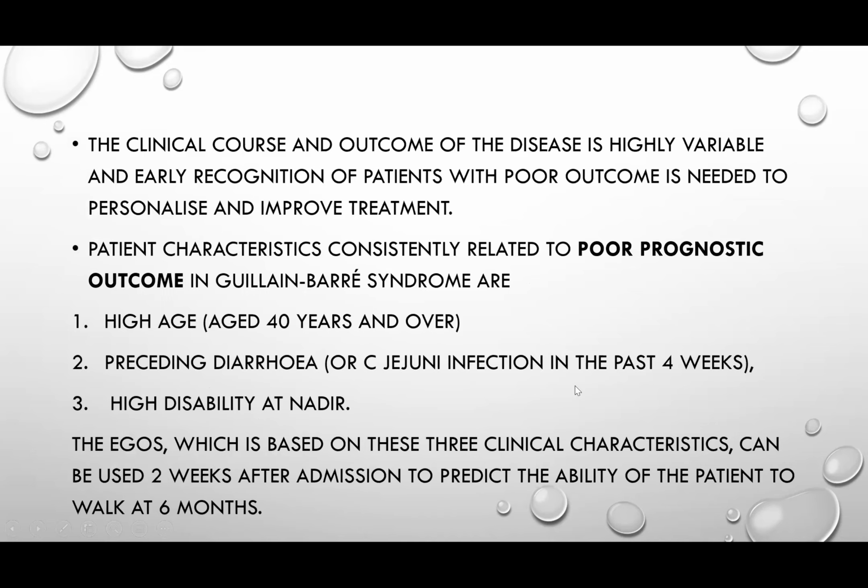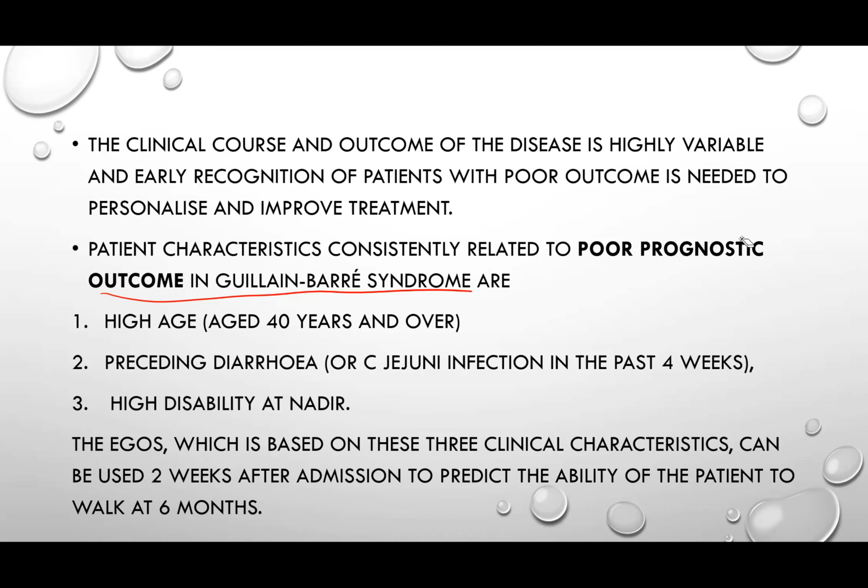The clinical course and outcome of the disease is highly variable, and early recognition of patients with poor outcome is needed to personalize and improve treatment. The characteristics related to poor prognostic outcome are advanced age, that is above 40 years, and preceding diarrhea suggesting Campylobacter jejuni infection in the past 4 weeks, and high disability at nadir. So this is the thing. The disease has occurred and the disability has peaked very early. That is what is called high disability at nadir.